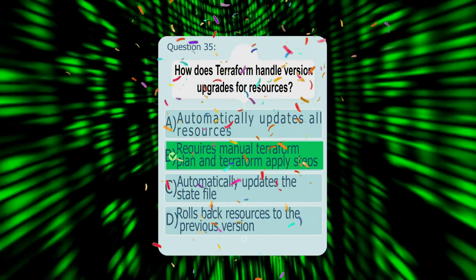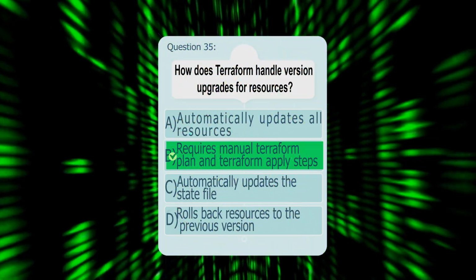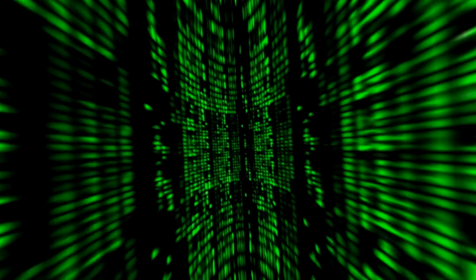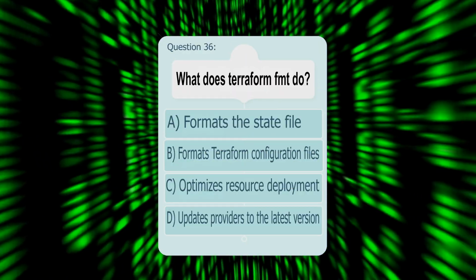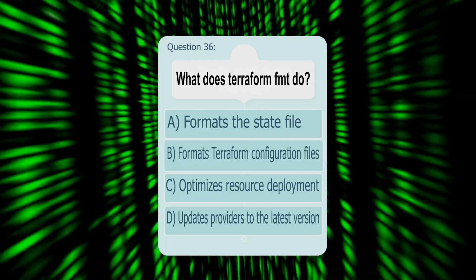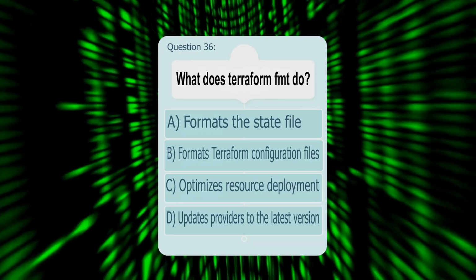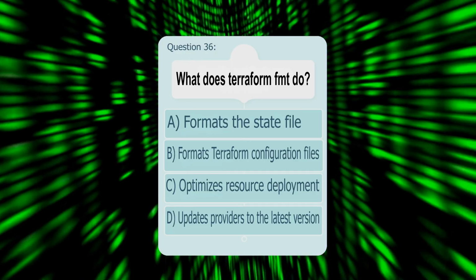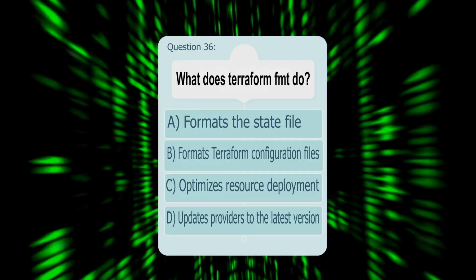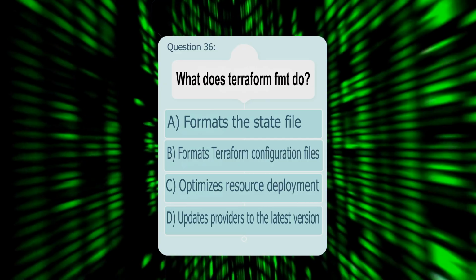Answer. B. Requires manual Terraform plan and Terraform apply steps. Question 36. What does Terraform fmt do? A. Formats the state file. B. Formats Terraform configuration files. C. Optimizes resource deployment. D. Updates providers to the latest version.